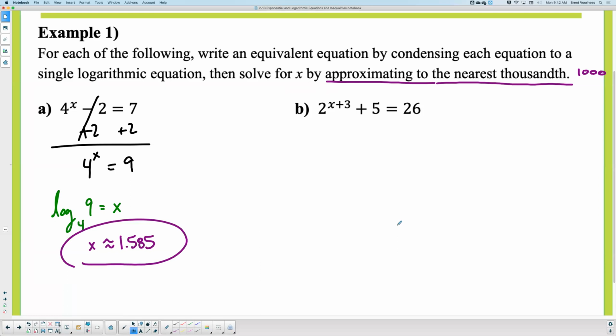All right, if I want to isolate either the exponential or the logarithm, what am I trying to isolate in part B? The exponent. The x plus 3, is that what I'm trying to isolate? Well, not that; you're trying to isolate 2 raised to that whole term, 2 to the power of x plus 3. So how would I solve that? Subtract 5 on both sides.